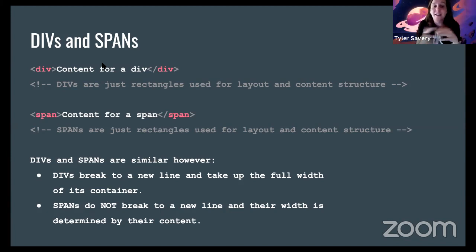Spans are just like divs except they don't break. So if you had 3 spans beside each other, assuming the browser is wide enough, they would all sit right beside each other, snug next to each other. And that's what I kind of have here. Divs break to a new line and take up the full width of their container. Spans do not break to a new line and their width is determined by their content. Cool.